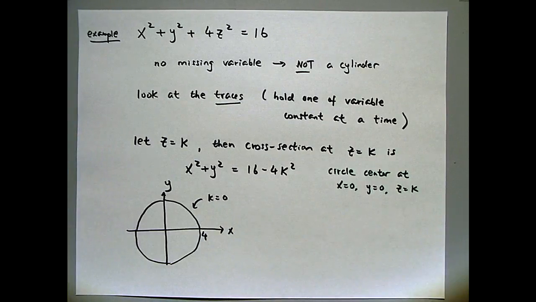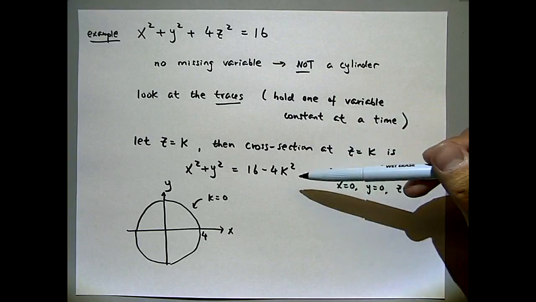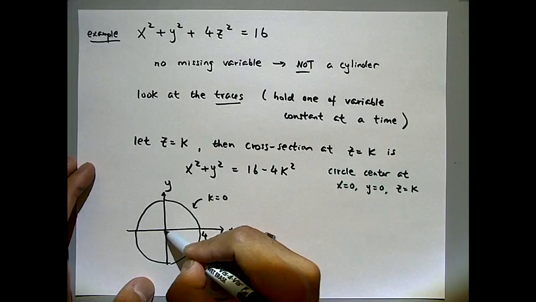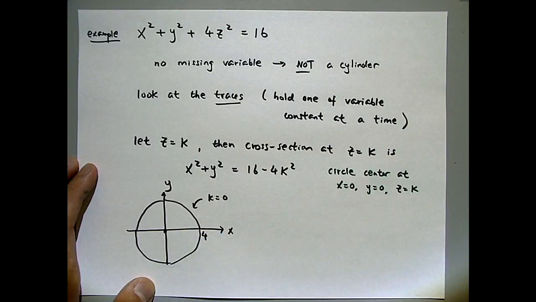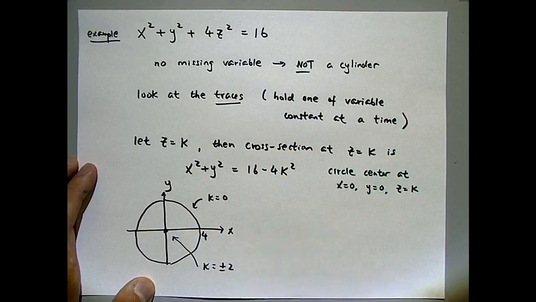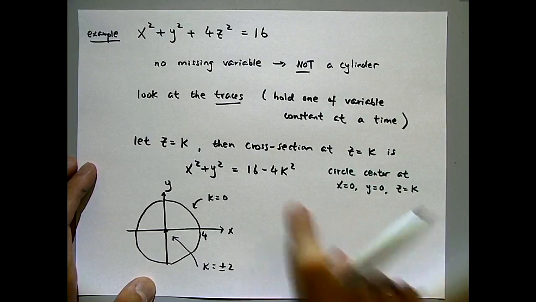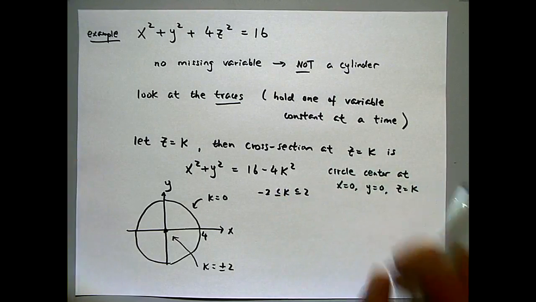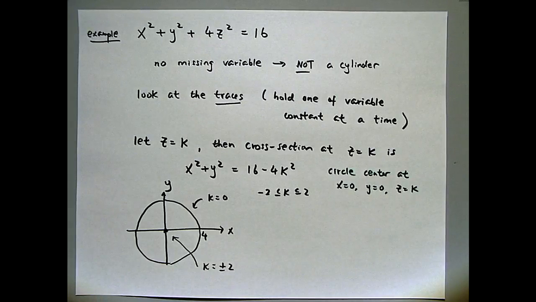What happens when k is 2? What's the radius of my circle if k is equal to 2? 0, so that's a point. What about minus 2? Same thing. So this guy right here, this is k equal to plus or minus 2. What if k is equal to 3? Then the circle doesn't exist anymore. There's no such circle at k equal to plus or minus 3, for example. So notice, implied in here, k must be between minus 2 and 2. So from one perspective, we see a circle.